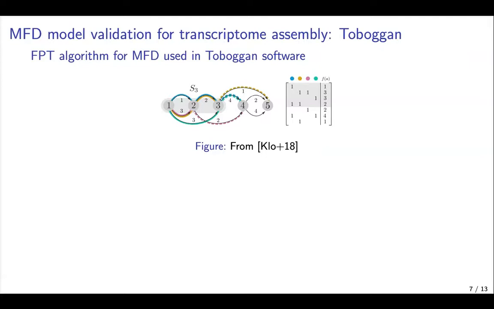First, I'll give a high-level overview of their FPT algorithm. The idea is to enumerate possible path coverings and then check if there can be a weight assignment for those path coverings that perfectly decomposes the flow.